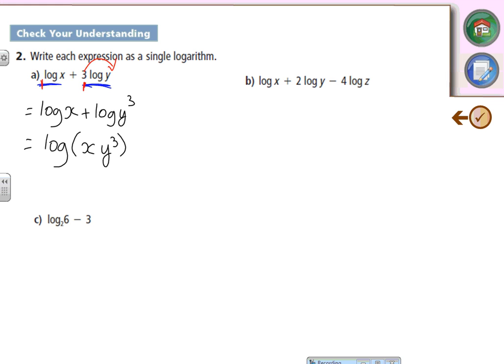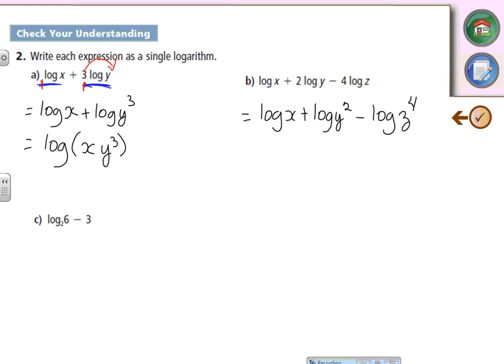Same thing. Let's get all those coefficients up first. Let's take them up as an exponent. So log of x plus log of y to the 2 minus log of z to the 4. Now here's a little trick. If we're adding, we're multiplying. If we're subtracting, we're dividing.